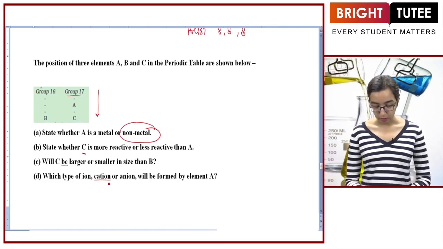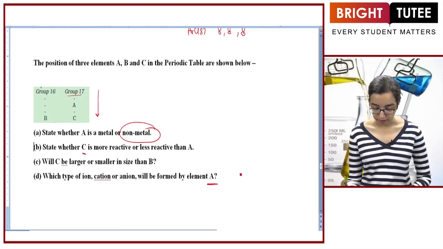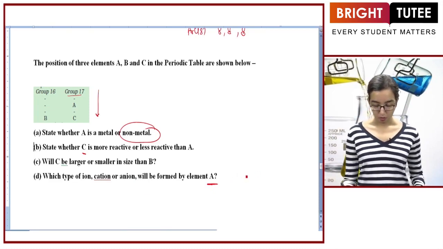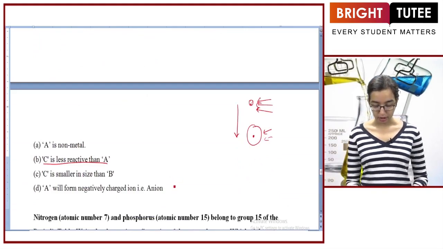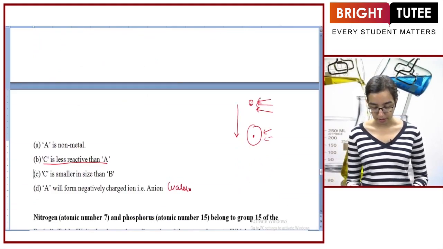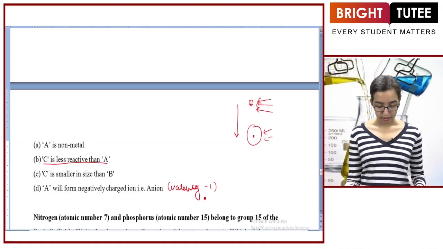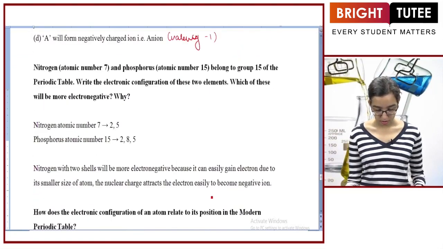Which type of ion, anion or cation, will be formed by element A? Now element A is an electronegative element, and that is why it would form an anion with a valency 1. So that is the answer for this part. A will form a negatively charged ion with a valency of -1. And let's move on to the next question.